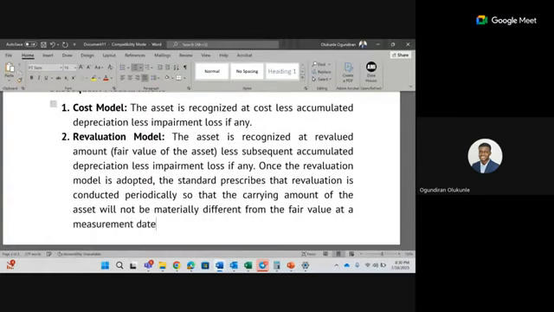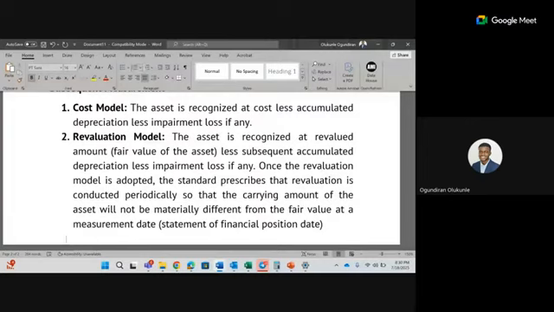By measurement date, I mean statement of financial position date. Sorry, I'm likely going to become an old accountant, and I wanted to say balance sheet date, but again, it's still the same thing. It's just a change of naming. They just did a naming ceremony and changed it.